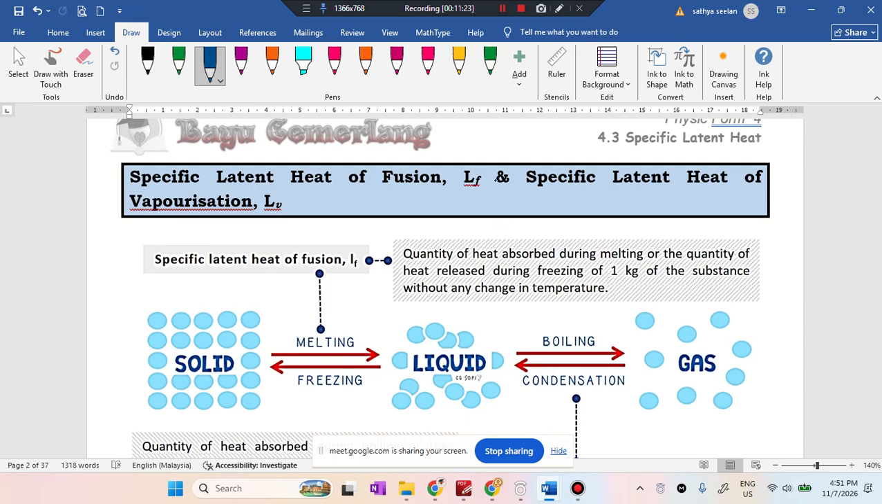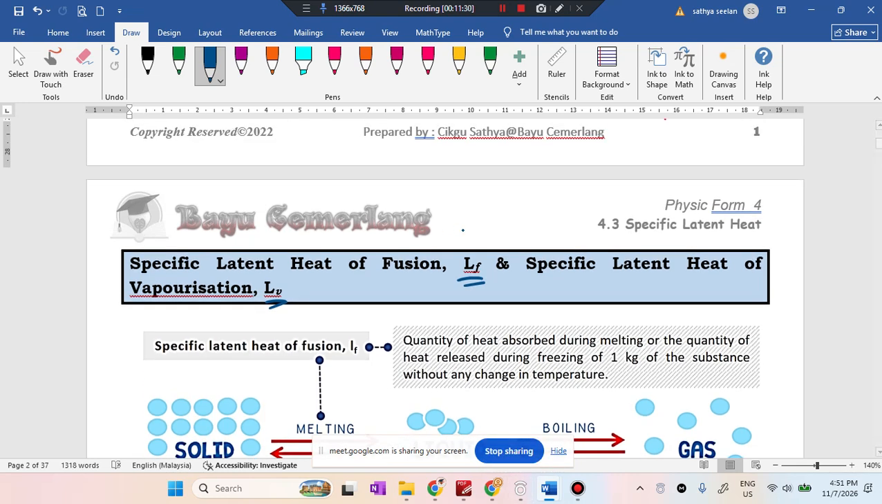Specific latent heat of fusion, specific latent heat of vaporization, dia ada simbol spesifik dia lah. Kita panggil LF untuk fusion. Fusion only can happen when melting and also freezing. Yes. Masa melting you kena pakai heat absorb, masa freezing you kena pakai heat release. And also for latent heat of vaporization, yang ni kita panggil untuk boiling atau evaporation and also condensation.